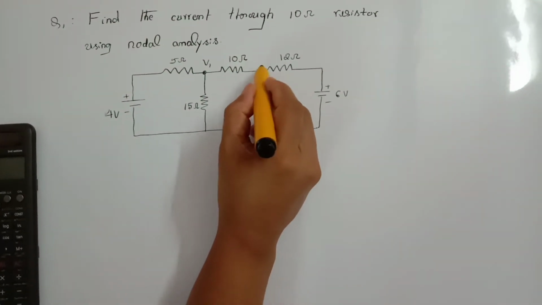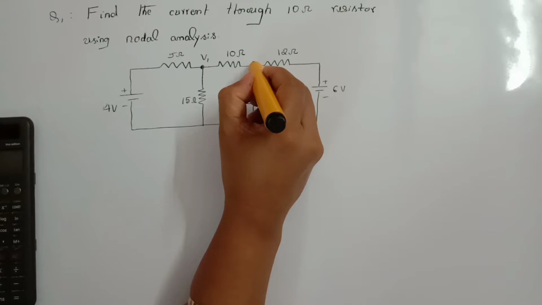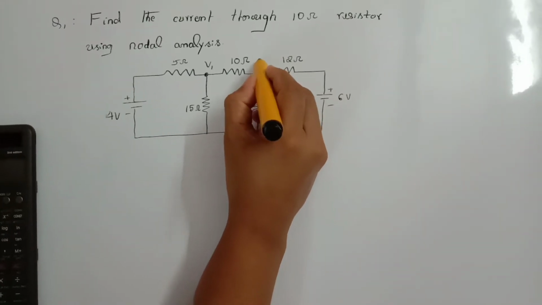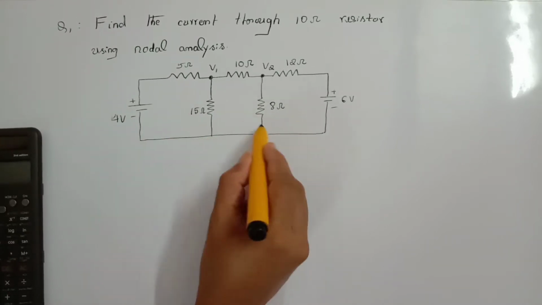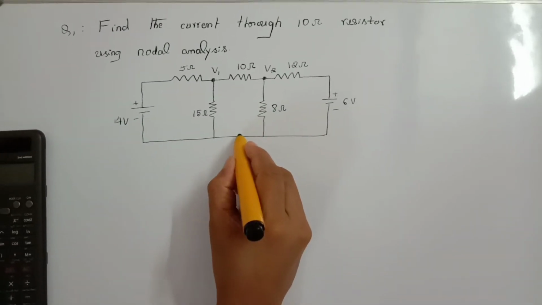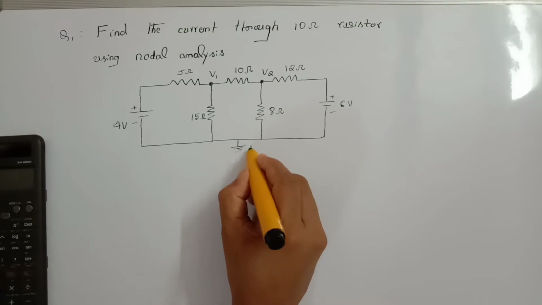Similarly, here you can see there are three elements connected together. So I will take this as node V2. Whereas all the ends of these resistors are connected to a common node, which is called the reference node.